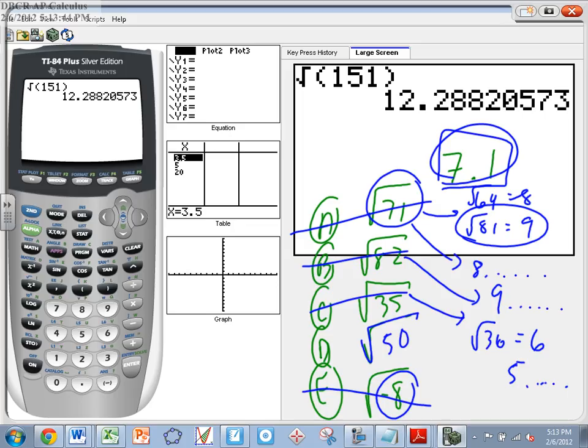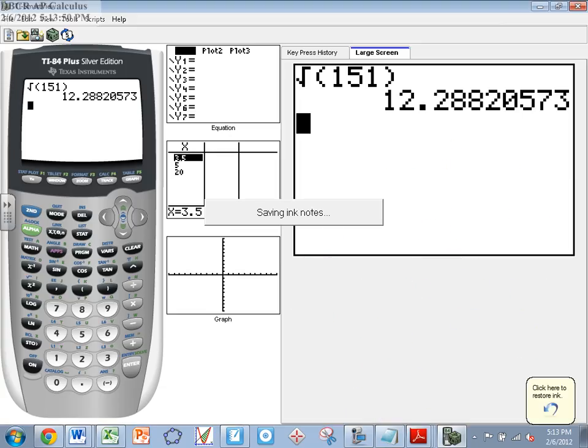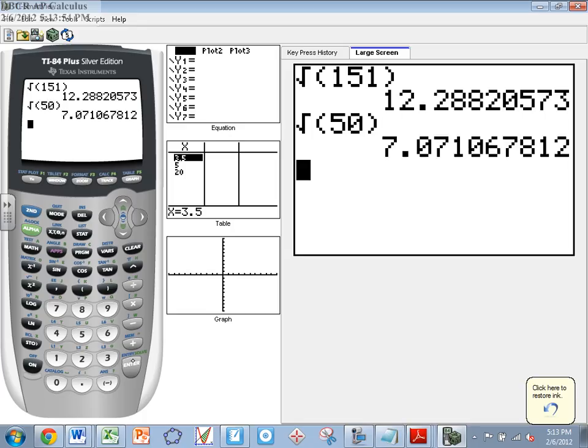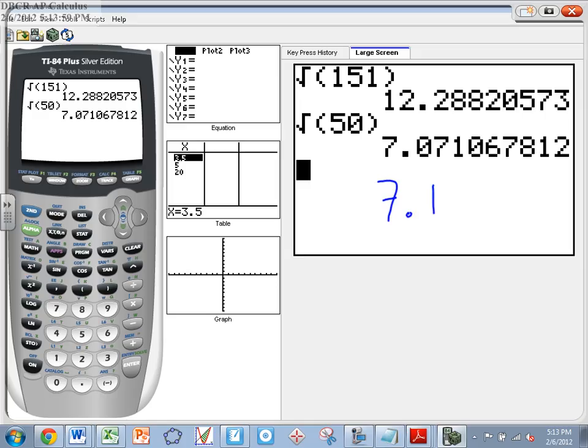And we can take a look and say, okay, that's square root of 50. I want to know, is 7.1 close to square root of 50? So I might want to just go second square root, type in the 50, hit enter, and I'm going to see that if I round this, this would round to 7.1. Again, we see the 7.07. The 7 will round to a 1. So again, our answer is 7.1 here.